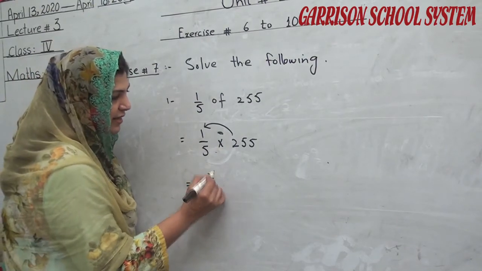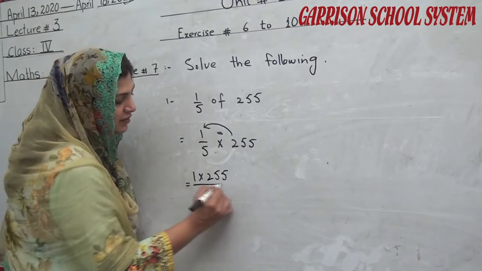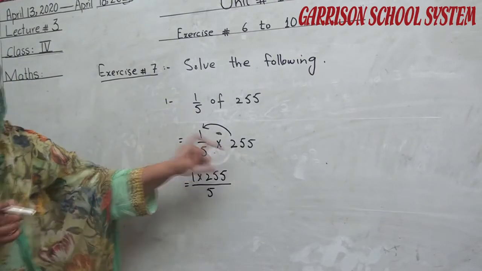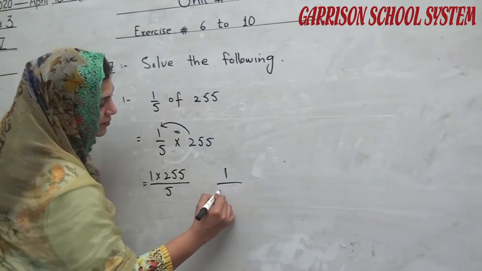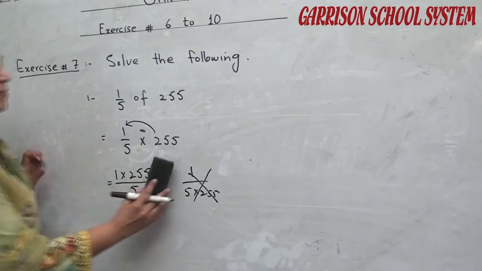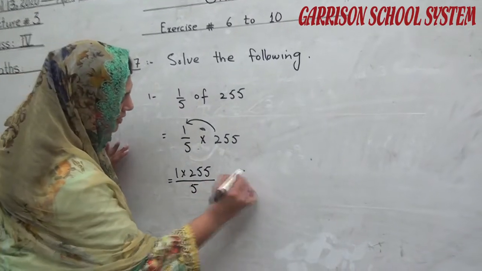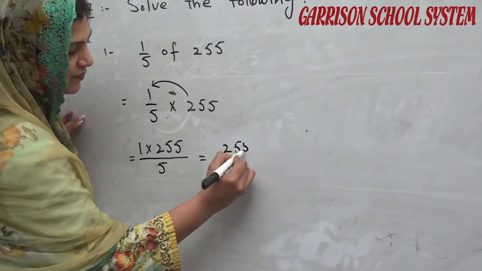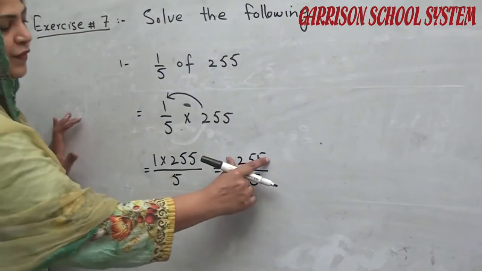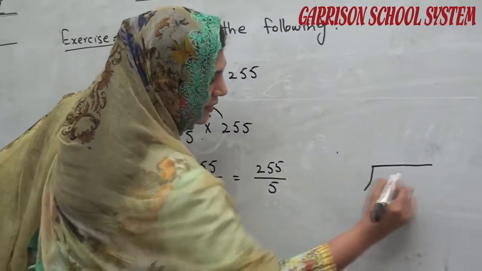And in this way we will write 255 ones are 255. It will be written in this way, 1 multiplied by 255, not in this way, 1 by 5 multiplied by 255. This is the wrong procedure. We will multiply by 1 this number, and in this way we have to write 255 ones are 255, and the denominator will be the same, 5. Now 255 will be divided by 5. How can I divide?